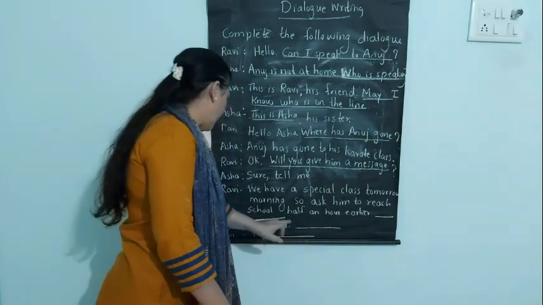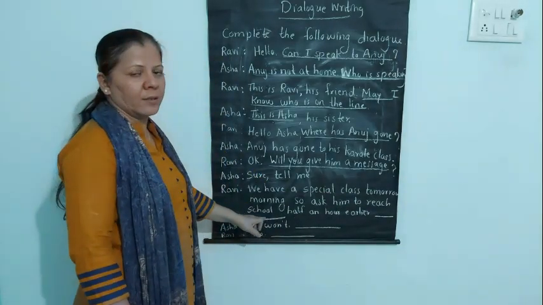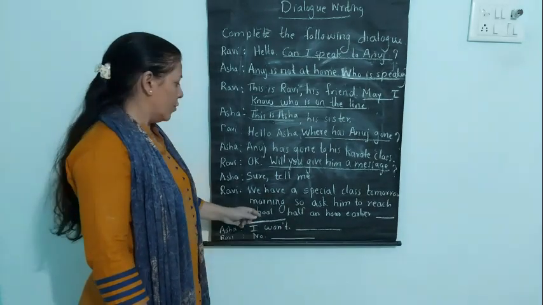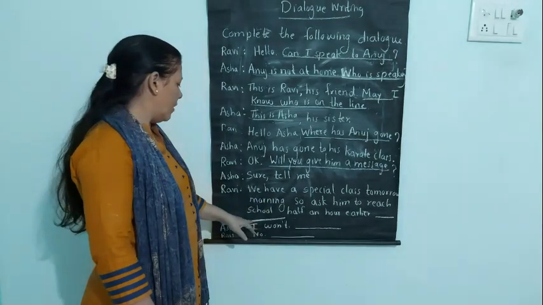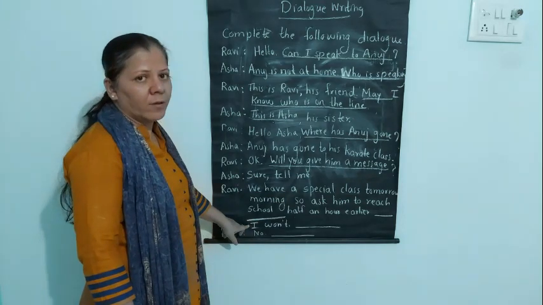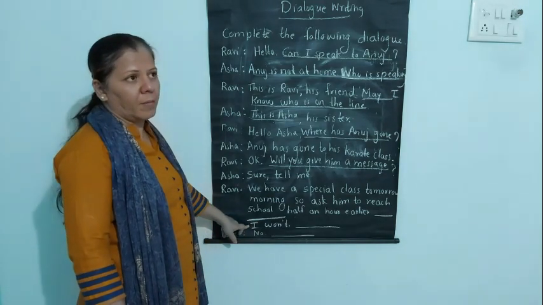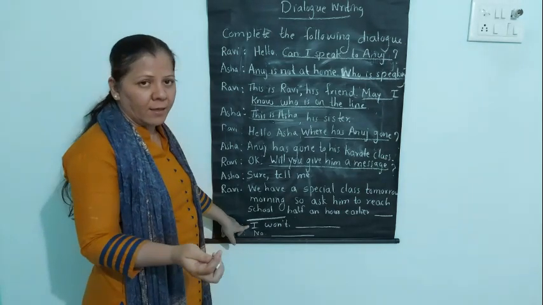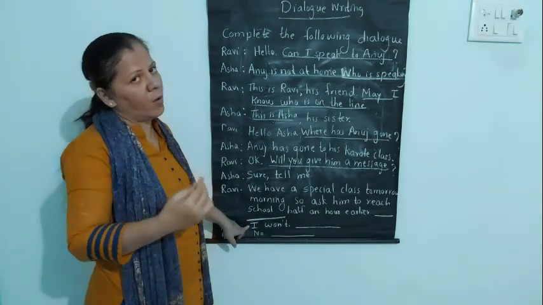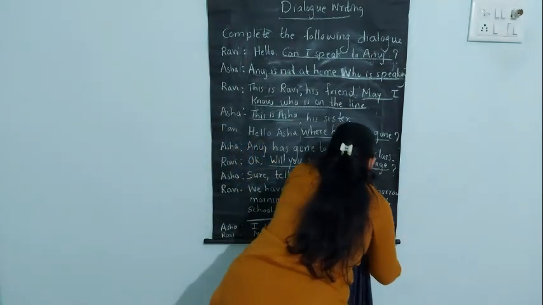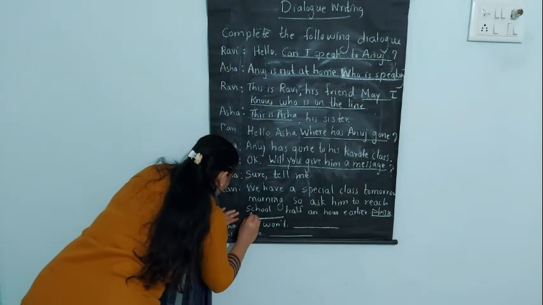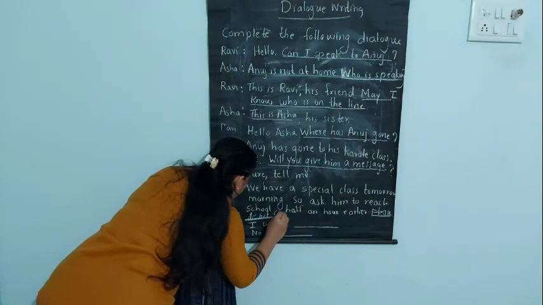Then again there is a blank. I won't. I won't means will she tell that she won't give the message? No. So Asha says I won't. So why does Asha say I won't? What must Ravi have said? That please do not forget to give the message. So she says no, I will not forget, right? Please do not forget.